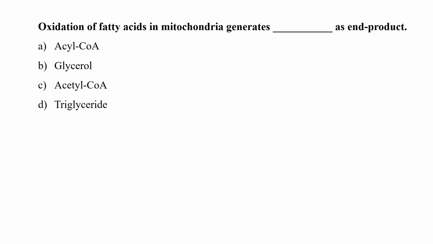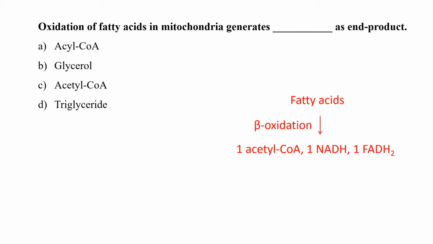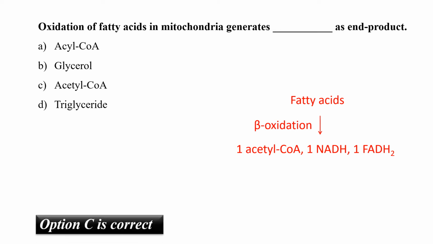Our first question is, oxidation of fatty acids in mitochondria generates blank as end product. The fatty acid obtained from the breakdown of triglyceride and other lipids are oxidized through a series of reactions called beta oxidation. In each round of beta oxidation, one molecule of acetyl-CoA, one molecule of NADH, one molecule of FADH2 are produced. Acetyl-CoA hence is the final product coming from beta oxidation that enters into the citric cycle. So the correct answer here is option number C, acetyl-CoA.